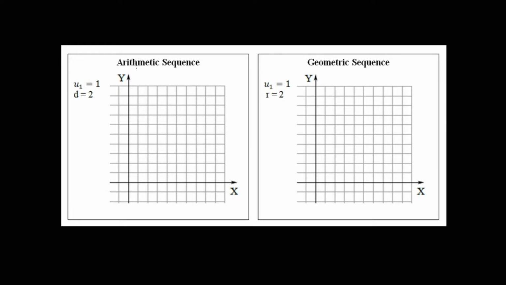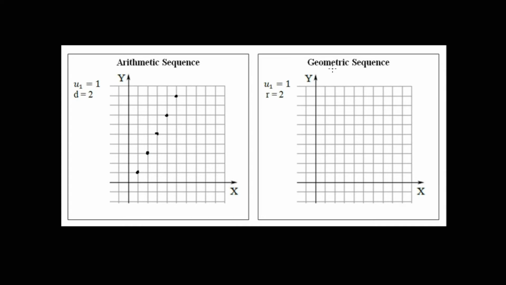So here we have an arithmetic sequence where the first term is 1 and our common difference is 2. So we'll say that our first term starts at 1 and the next term increases by 2 and the next term increases by 2 and the next term increases by 2. So here you can see that an arithmetic sequence just makes a straight line, and if a line were connected through these dots, you'd have a linear function.